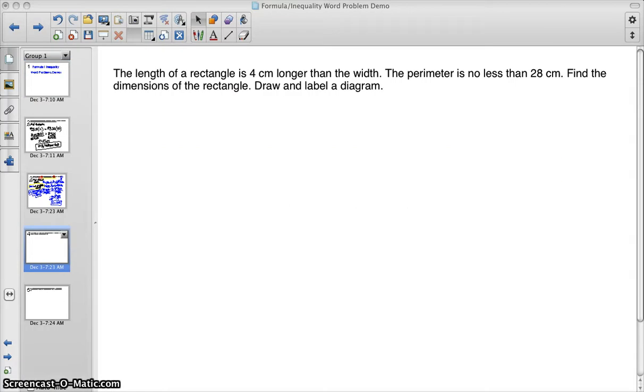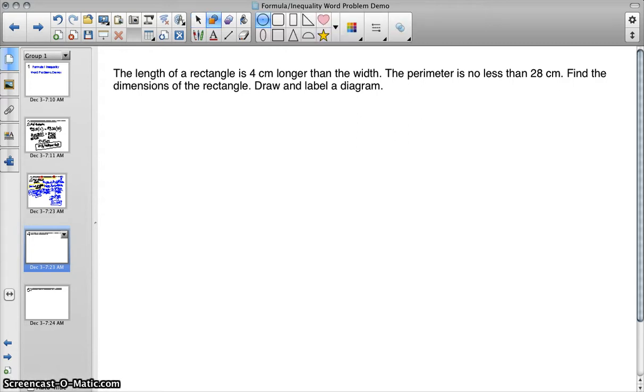Alright, it says the length of a rectangle is 4 centimeters longer than the width. The perimeter is no less than 28 centimeters. Find the dimensions of the rectangle. Draw and label a diagram. So first and foremost, we got to draw this thing, otherwise we have no idea what it looks like.